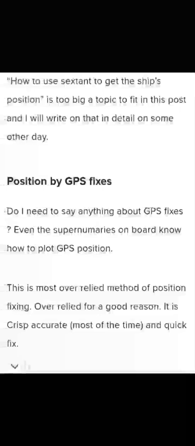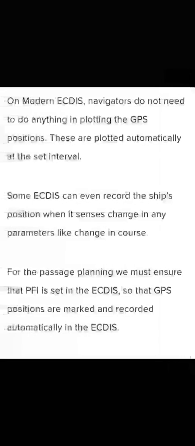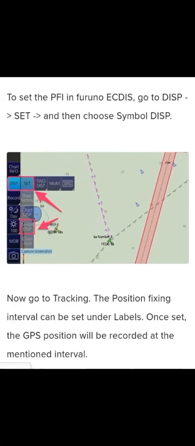Position by GPS fixes. On modern ECDIS, navigators do not need to do manual plotting of GPS position. These are plotted automatically at set intervals. Some ECDIS can record the ship position when they sense a change in any parameter, like in course. So to set PFI in Furuno ECDIS, the display set could be symbol display. Now, go to tracking, position fixing. Interval can be set under labels. Once set, the GPS position will be recorded at the mentioned interval.